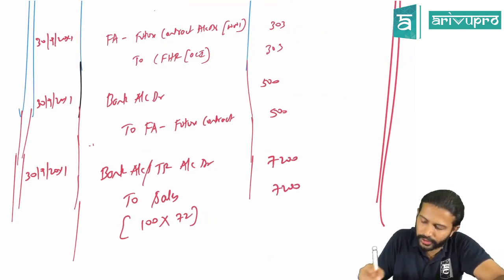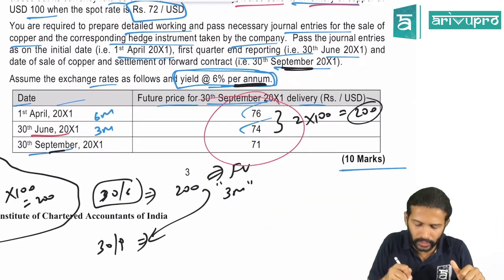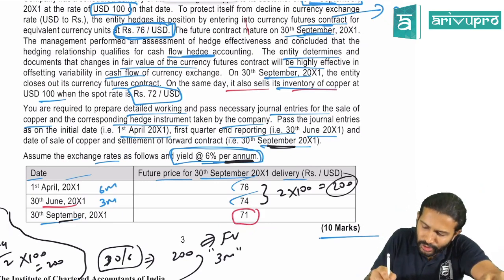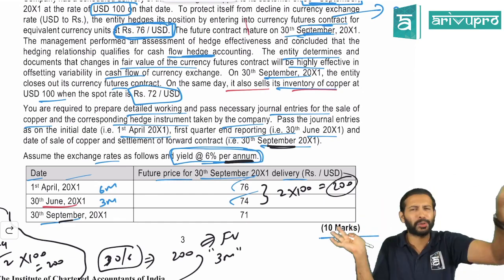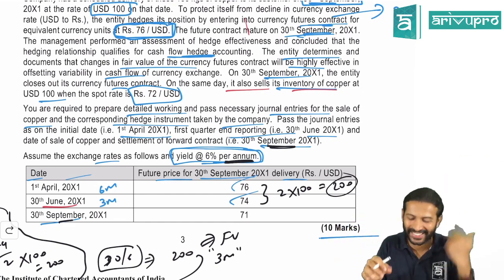So you'll pass the journal entry. Why not 71? 71 is the future rate for the forward, for the derivative contract. Ideally these two numbers should have been the same, because on the settlement date both should be same. I don't know why they took it differently, but let's not question that. Let's go with it.